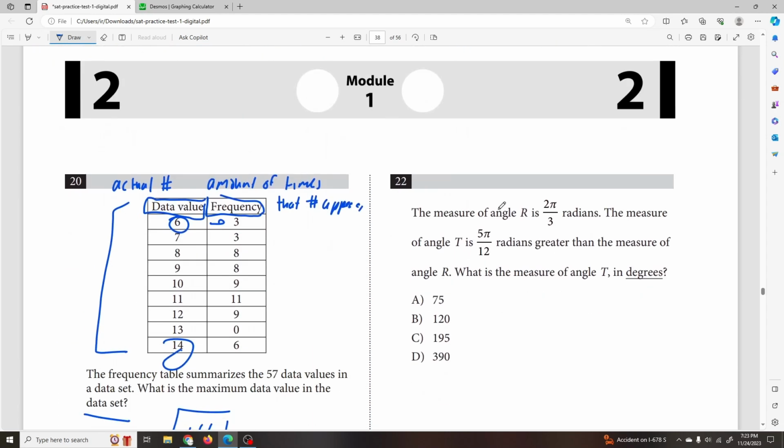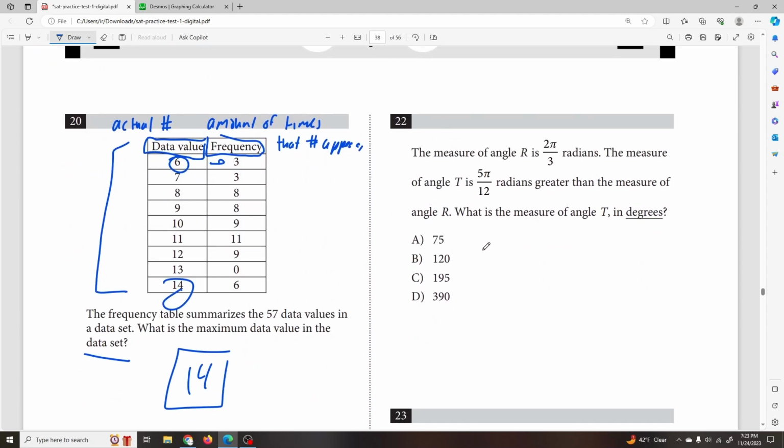Moving on to number 22, it says the measure of angle r is 2 pi over 3 radians. The measure of angle t is 5 pi over 12 radians greater than the measure of angle r. What is the measure of angle t? Okay, so we're dealing with degrees, so to make this easier, I would just convert both of these into degrees. How do you convert into degrees? You multiply by 180 divided by pi. So this is going to equal 2 times 180 divided by 3. Here, turn that to 1, turn that to 60.